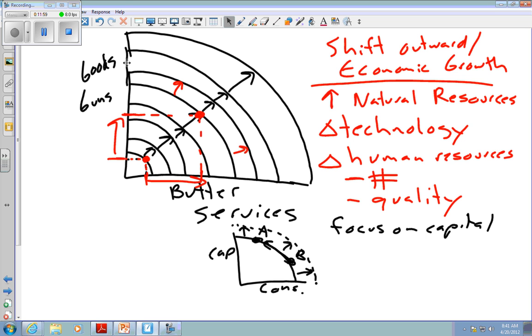But the ones that you have up there on the board are the big ones: changing and increasing natural resources or resources in general, changing technology, changing human resources, the number and the quality. Let me give you a natural resource example. Many people would argue that Japan in the 1930s leading up to World War II was essentially trying to increase its production possibilities curve by getting access to natural resources that it did not have at home.